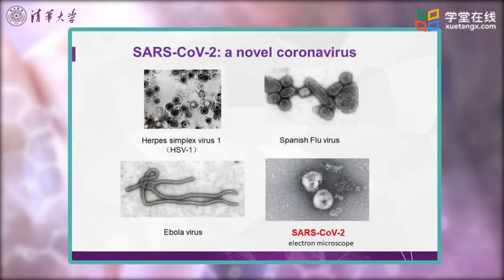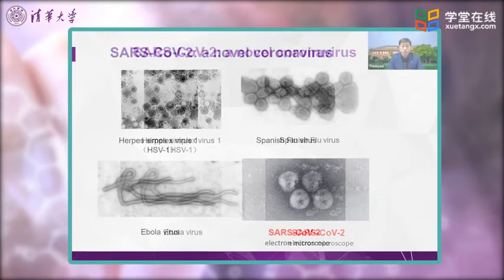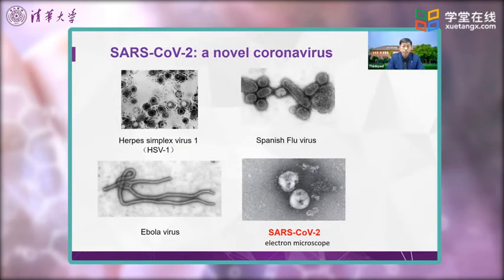This slide shows the electron microscope pictures of a few famous viruses. On the upper right is the Spanish flu virus. On the upper left is the herpes simplex virus 1. On the lower left is the Ebola virus. And on the lower right is an electron microscope picture of the novel coronavirus.